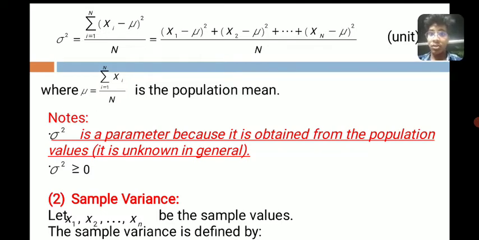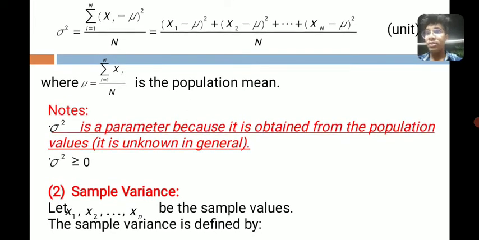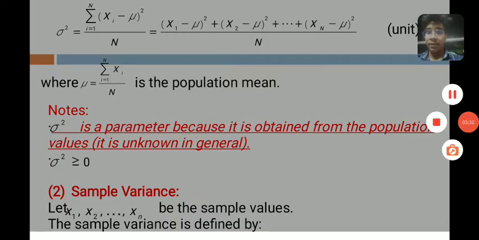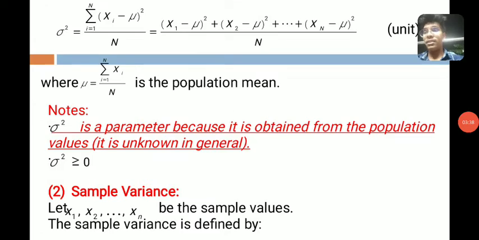The capital N is the total number of observations, where mu is equal to the summation from i equal to 1 to N of xi by N, the population mean. Sigma square is a parameter because it is obtained from the population values. It is unknown in general, and sigma square is greater than or equal to 0.